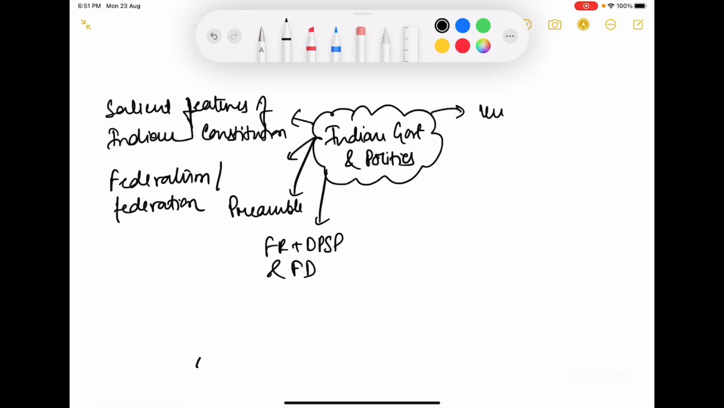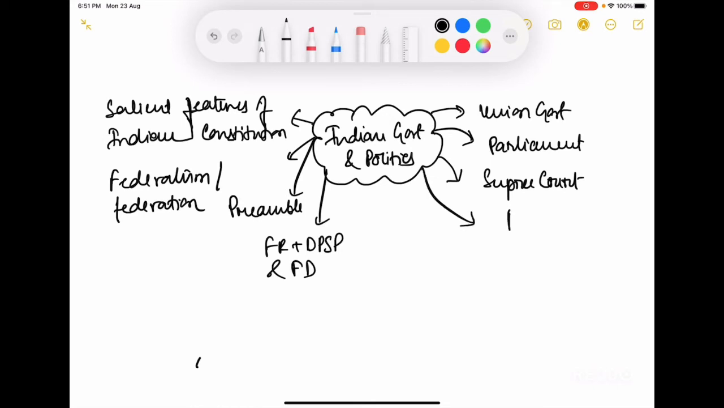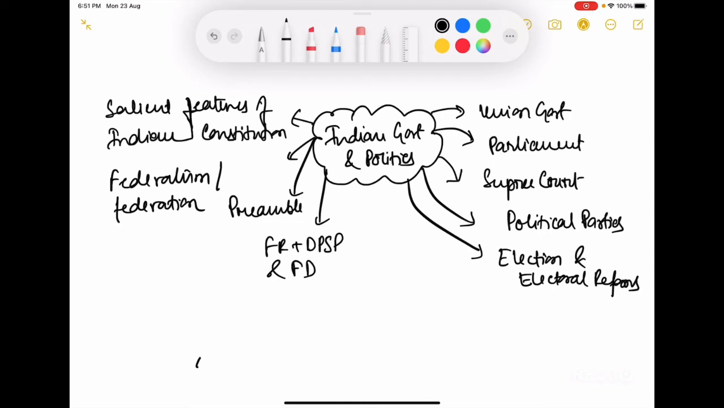Then you have union government. Then you have parliament. Then you have Supreme Court. Apart from that, you have political parties. You have election and electoral reforms. Finally, you have another topic related to this, which is pressure groups.